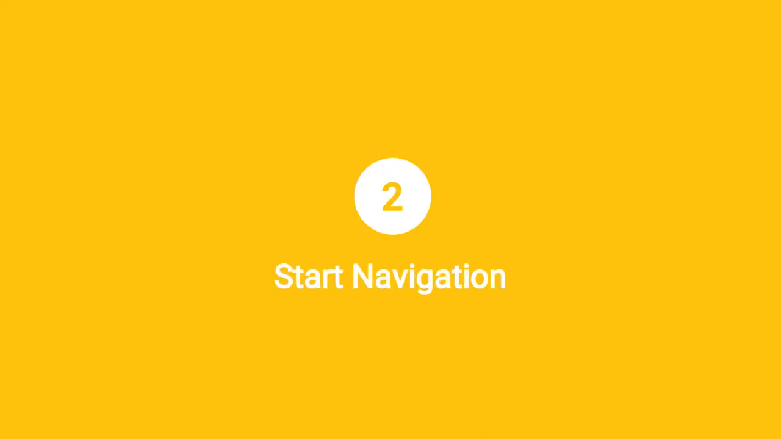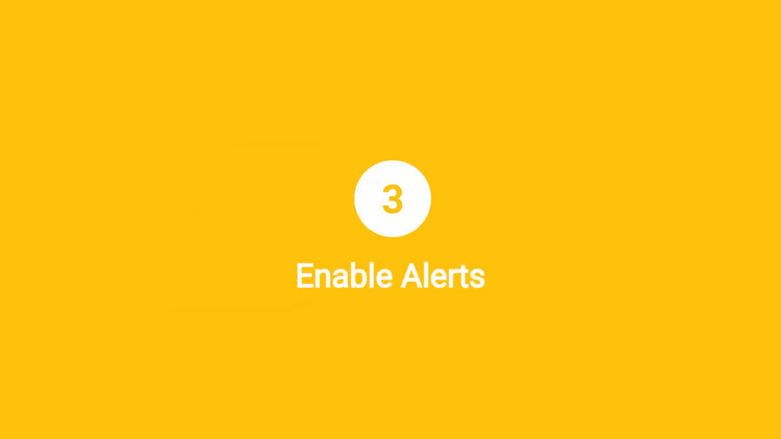Step 2. Start navigation. Select a workout mode on your watch, open navigation, and choose My Route to start. Step 3. Enable alerts. Enable turn-by-turn navigation to receive alerts for each route turn during your activity.